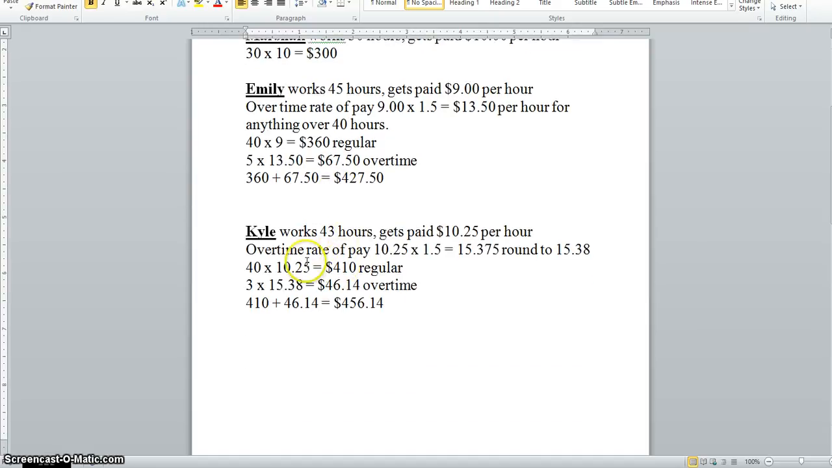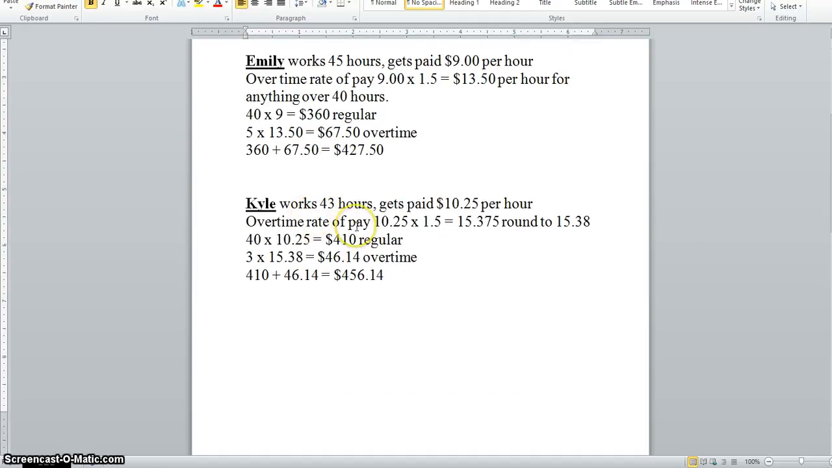And then finally Kyle, he works 43 hours this week. He gets paid $10.25 per hour. His overtime rate of pay, again, $10.25 times 1.5, or time plus the half, equals 15.375. So it's not a very nice even number. So to figure this out, we're going to round like normal math. So this would round to $15.38. So this 375 would round up to 38 cents.